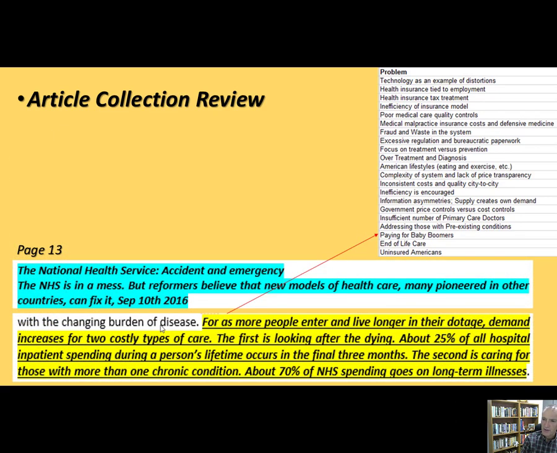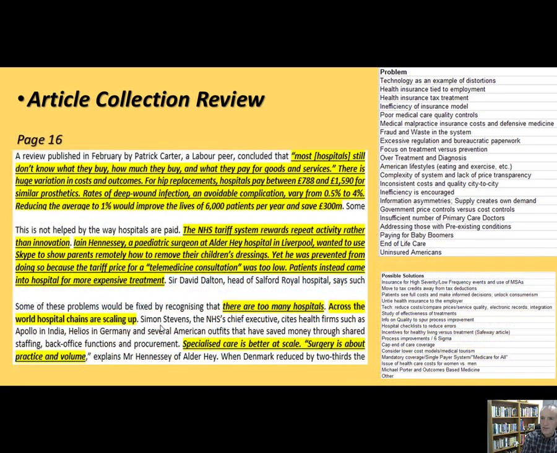It's an issue that you're going to have to address, and there's some really tough ones. You see the next one down there, end-of-life care. Both of those go with this article. It's just a tough thing to deal with. Most hospitals still don't know what they buy, how much they buy, and what they pay for goods and services. There's a huge variation in costs and outcomes.